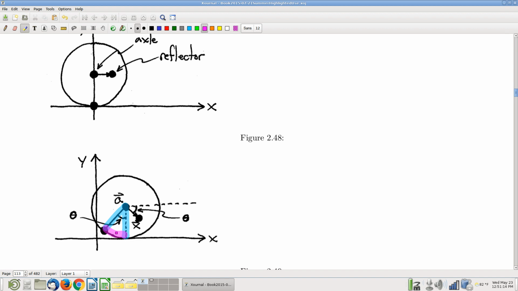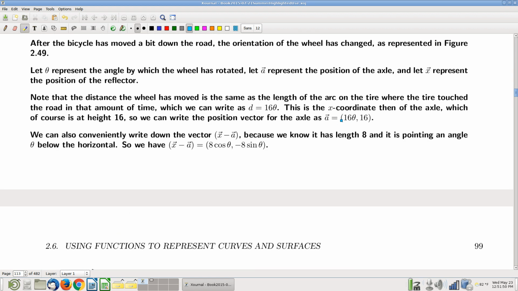The amount of road that has touched tire is that distance, namely how far the axle has moved. So it's a clever physical observation. As long as there's no slipping, and this is a rubber tire on a dry cement road, so there's no slipping, the amount of rubber that's met road is the same as the amount of road that's met rubber. So we can compute this red distance by just taking the angle theta and multiplying by the radius of 16, and that gives us this formula right here.